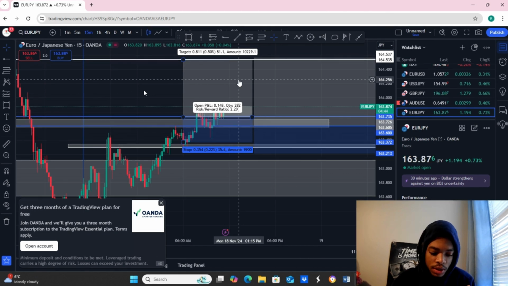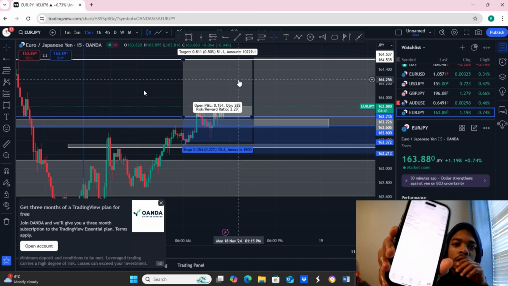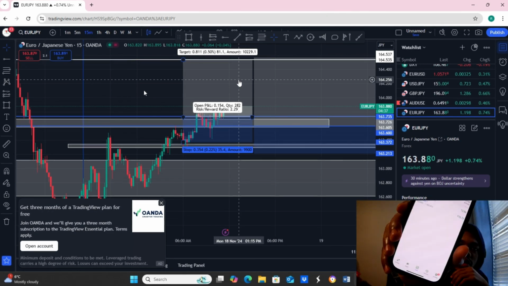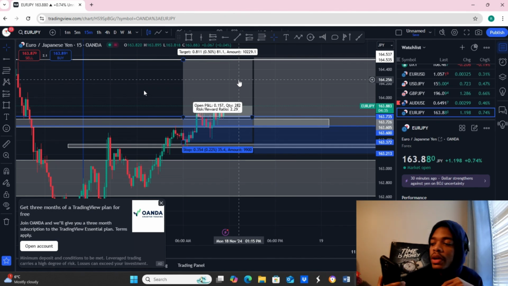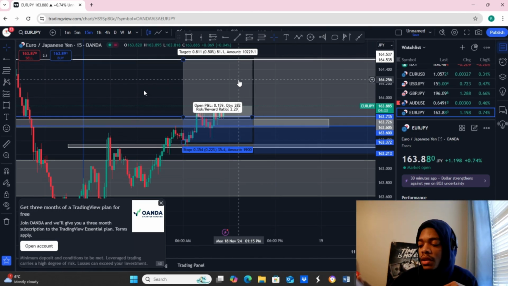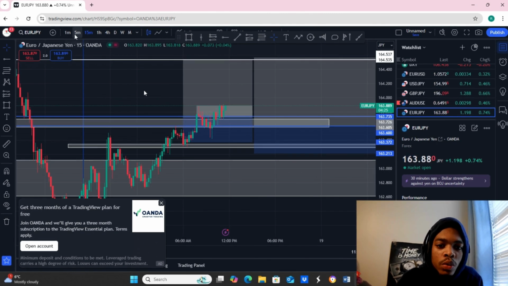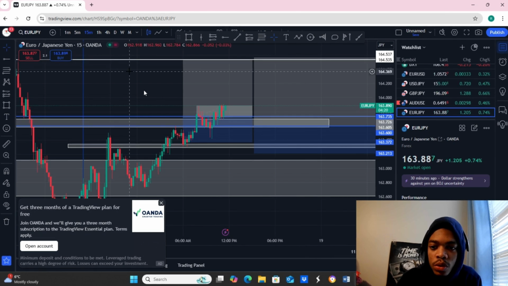Let me just hop into MT5. Currently we're up 128 on this trade right now. We're going to see how things turn out with this trade. Once you're at about 1 to 1, 1 to 2, or if price keeps forming higher highs and higher lows, we'll continue to trail our stop loss below each key zone.